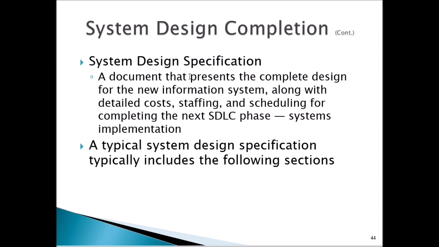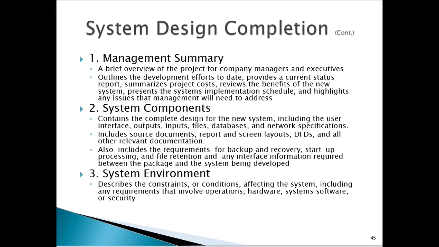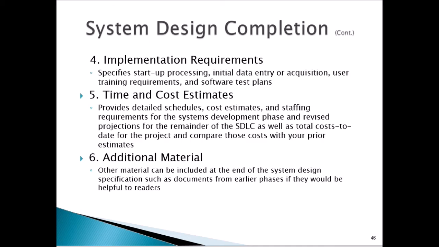A typical system design specification includes the following sections: a management summary, the system components, and the system environment. The book and this slide go through a little more detail on that, so please look that over carefully. Implementation requirements will include time and cost estimates and additional material. Again, make sure you understand this clearly and well. It's in the textbook.